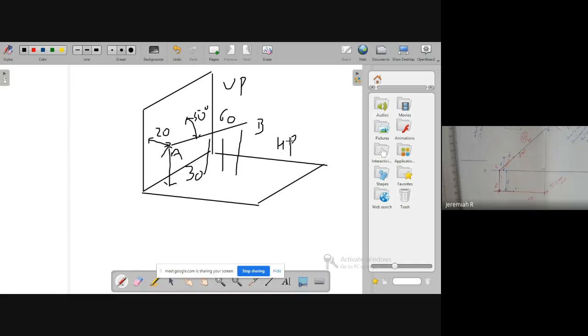But top view, what will you get? You will get an inclined line. Say this is simply opposite.